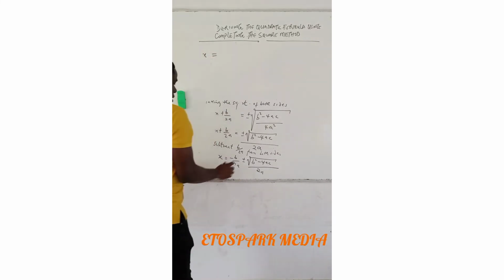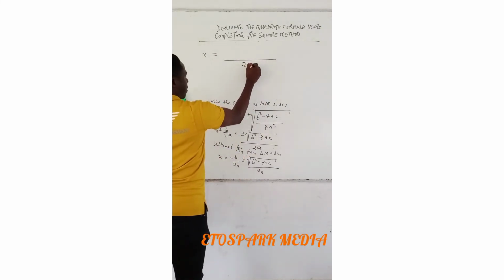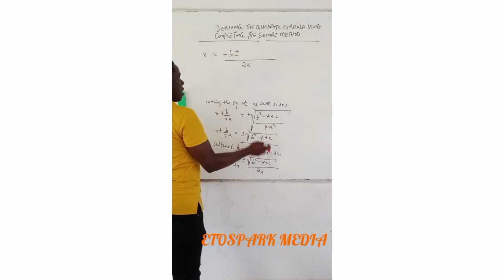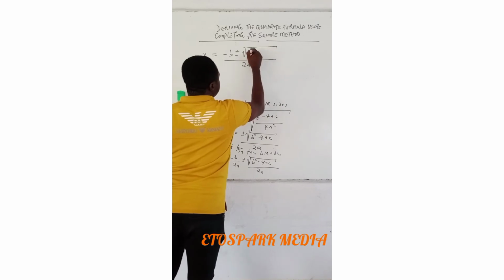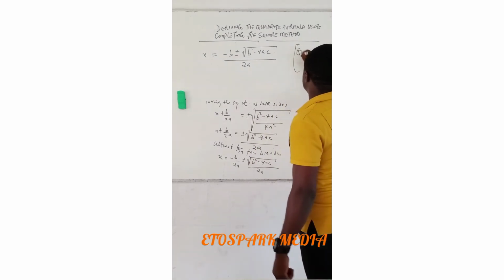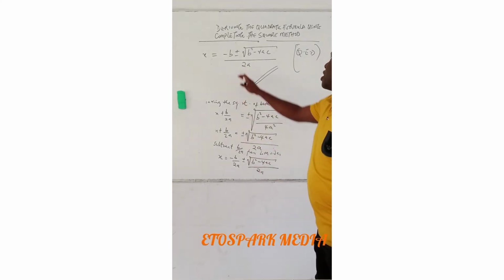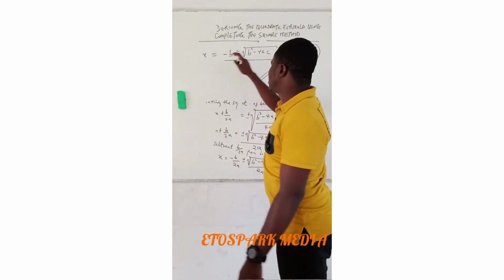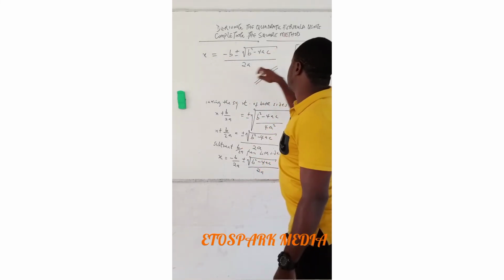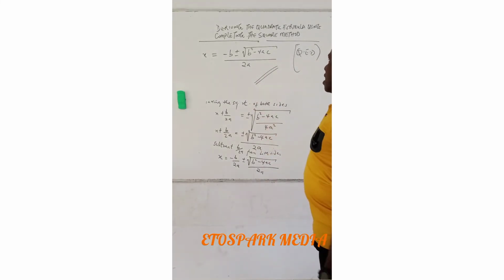And if we do that, it will result to x equals, we take the LCM of 2a and 2a, you have 2a there. 2a divided by 2a is 1 times minus b, plus or minus 2a divided by 2a is 1 times that we have the square root of b squared minus 4ac. This is the quadratic formula, derived from the general form of a quadratic equation. So this is how to derive the quadratic formula. This is the end.